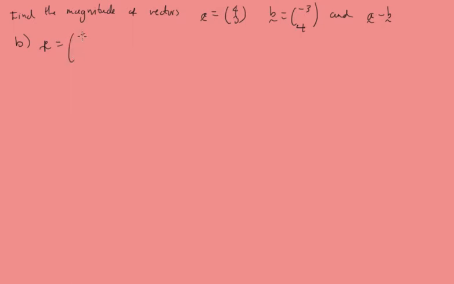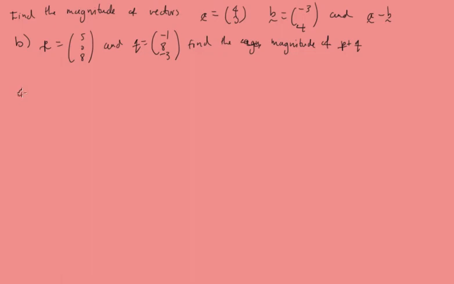So let's do an example to show this. Find the magnitude of the vectors A is (4, 3), B is (minus 3, 4), and A minus B. And then part B, if P is equal to (5, 0, 8) and Q is equal to (1, minus 1, 8, minus 3), find the magnitude of P plus Q.